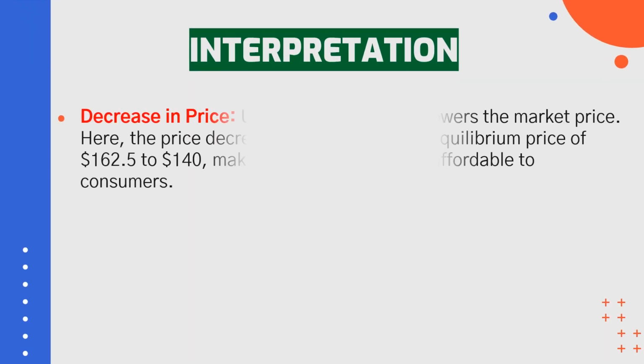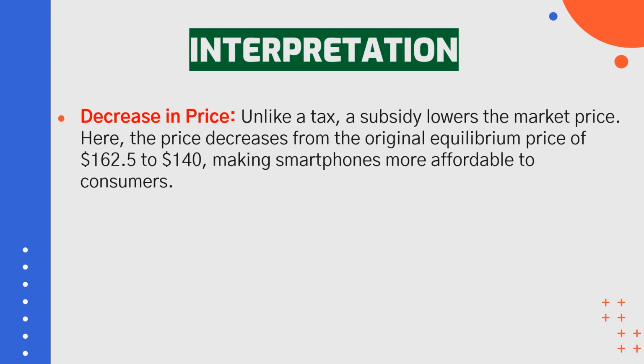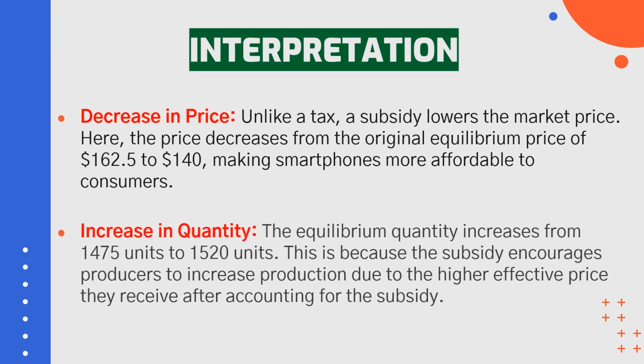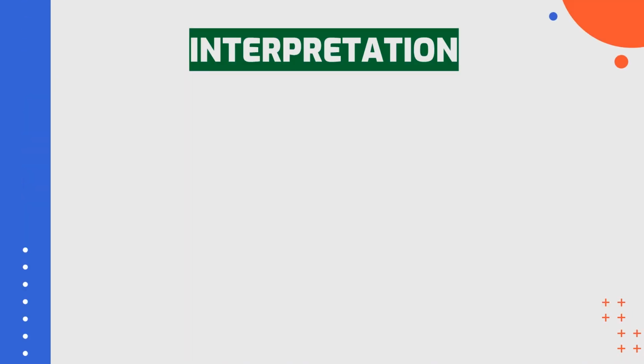How can you interpret these kinds of results? Absolutely opposite to the tax, the subsidy lowered the market price. For instance, in this case, we observed a decrease of the equilibrium price from 162.5 to 140. So the smartphones are more affordable to consumers, and as a result, more people can afford them, which automatically increases the quantity sold and demanded, because the subsidy encourages producers to increase production due to the higher effective price. They are trying to make a higher profit.